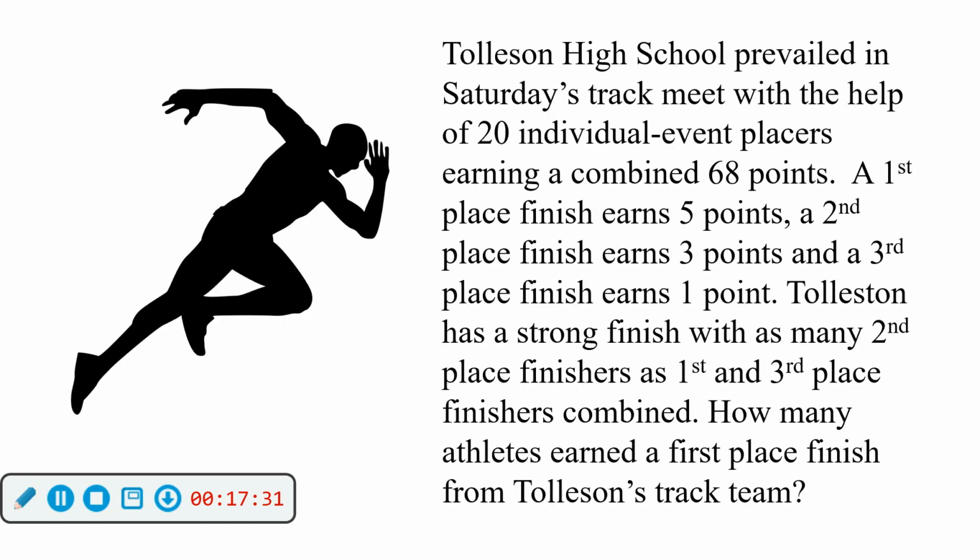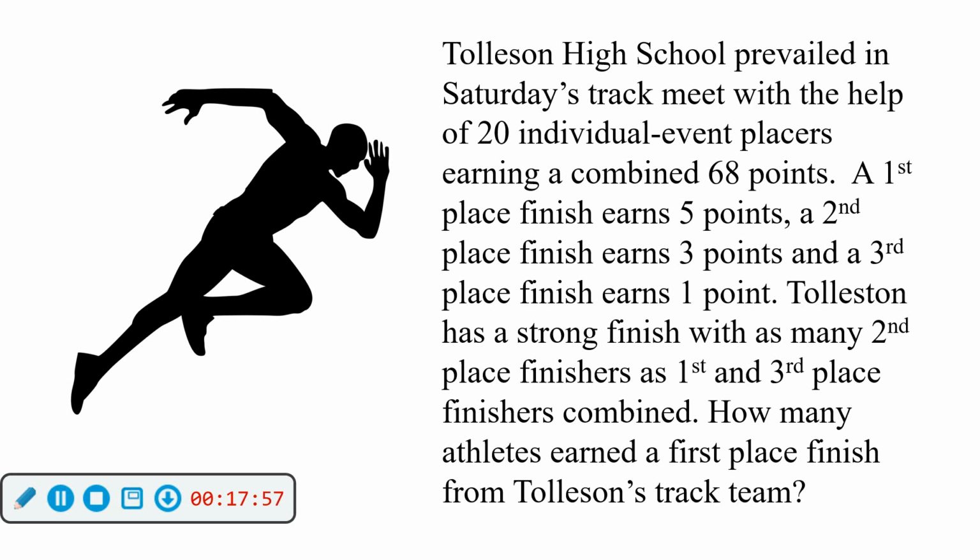Let's go into the last one. That is the most like the test question you will have in the coming days. Okay, so Tolleson prevailed in Saturday's track meet with the help of 20 individual event placers earning a combined 68 points. That means 20 individuals from their track team, 20 event placers. That could be that some person gets first place in multiple events, but there were 20 different medals.